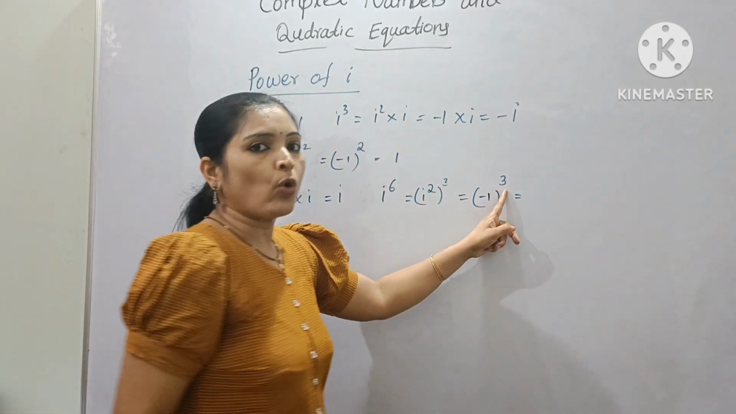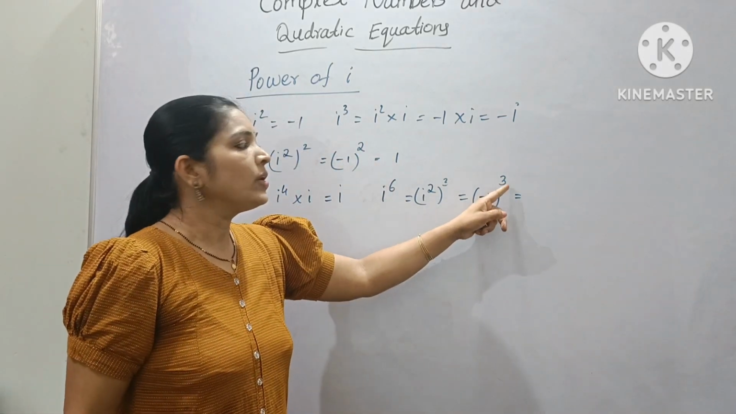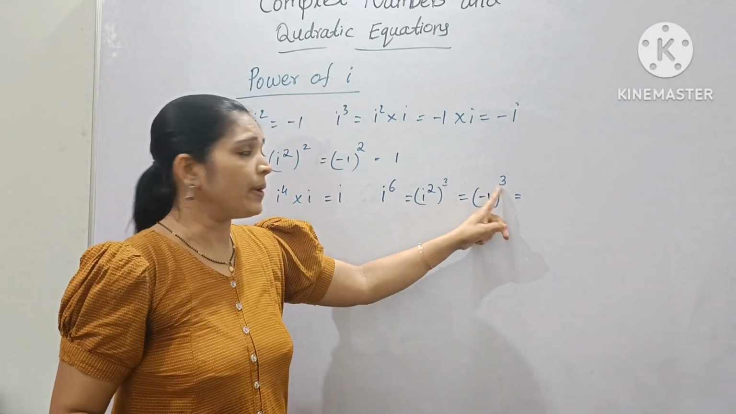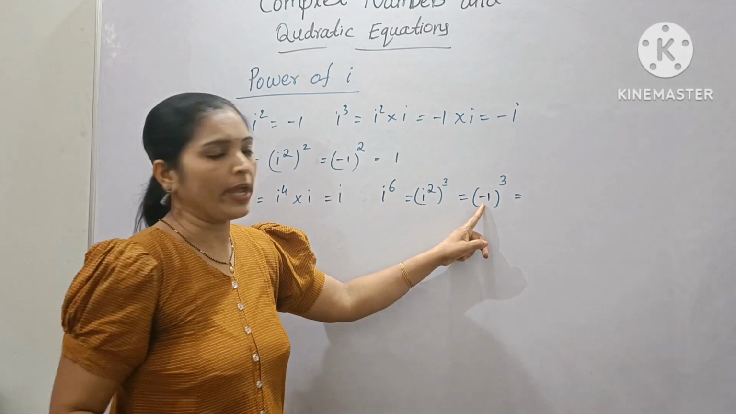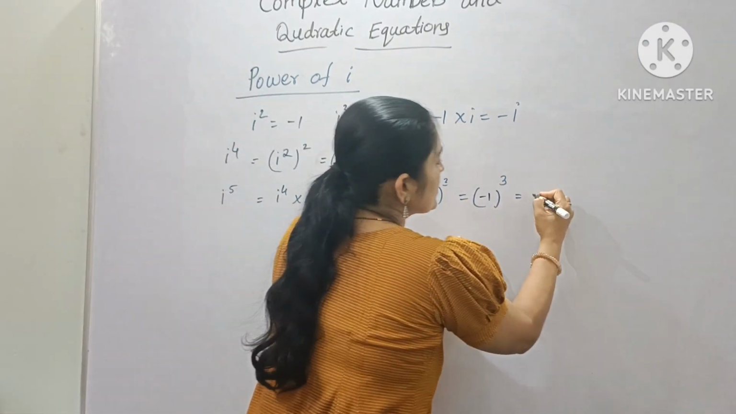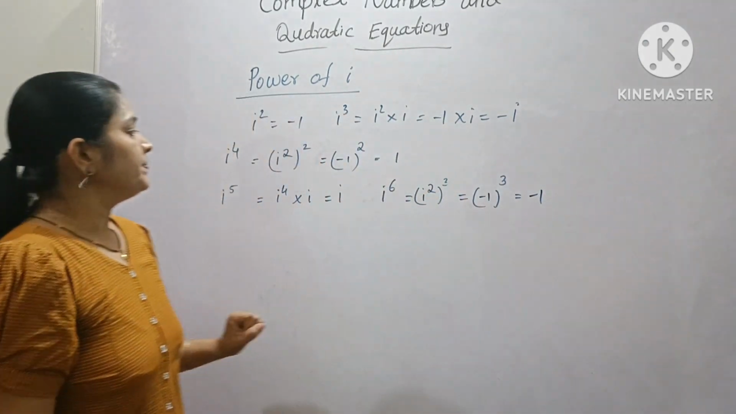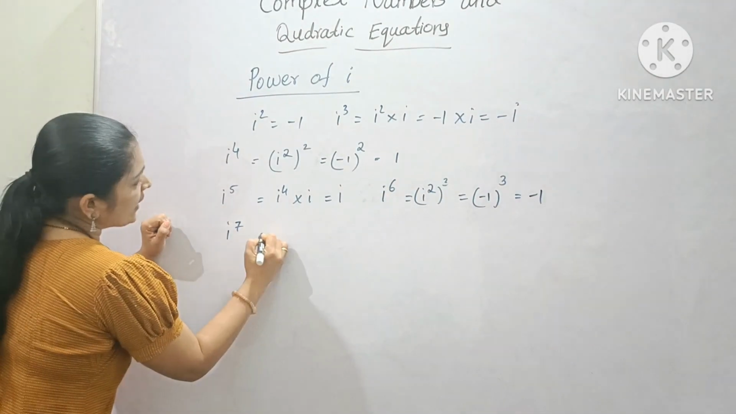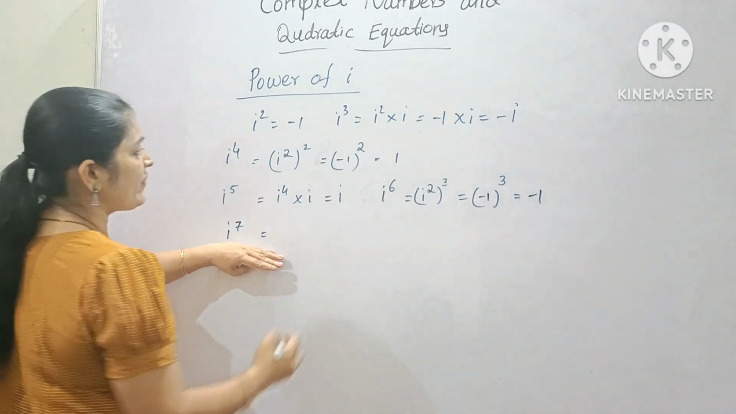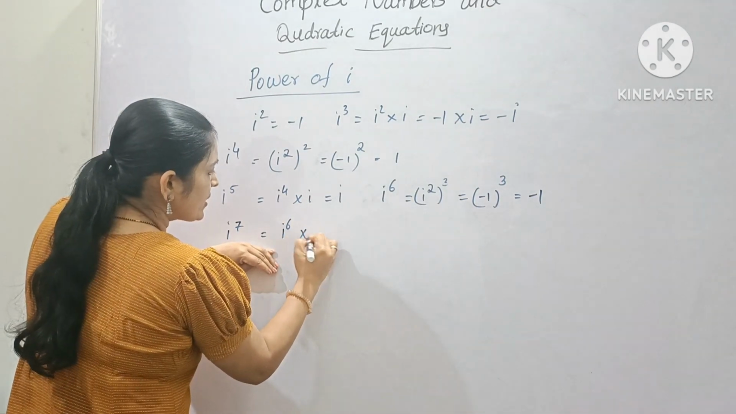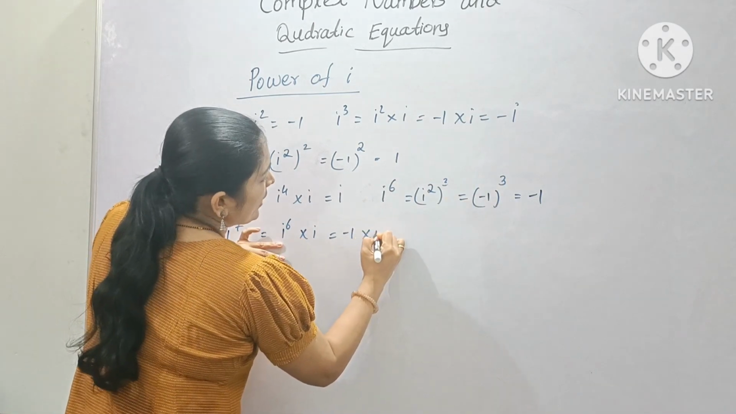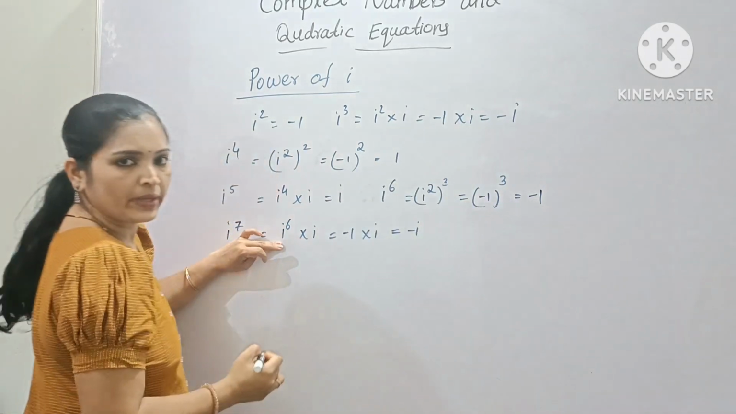Since the power is an odd number, the value is minus 1. So minus 1 raised to 3 is minus 1. Then i raised to 6 is equal to minus 1. Then what about i raised to 7? i raised to 7 is nothing but i raised to 6 into i, isn't it? What is i raised to 6? Minus 1. So minus 1 into i is minus i.